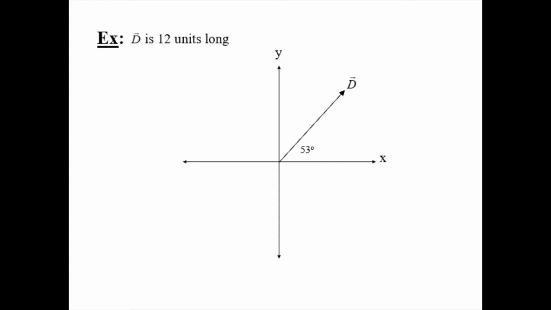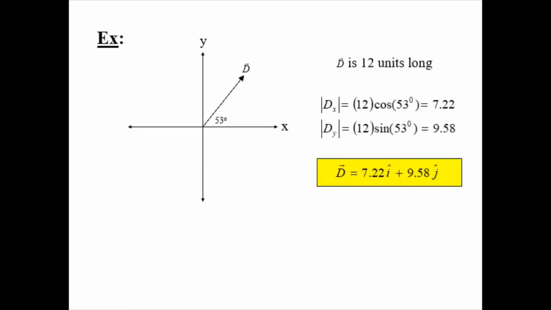So here's vector D. Vector D is 12 units long, and you have a diagram there showing you where vector D is pointing. And what I want you to do now is pause the video and use this method to write vector D in vector component form.